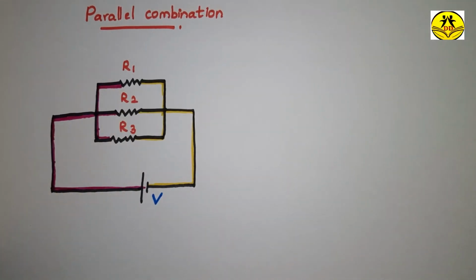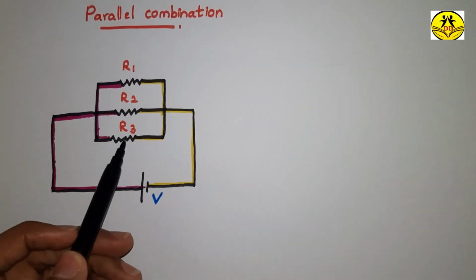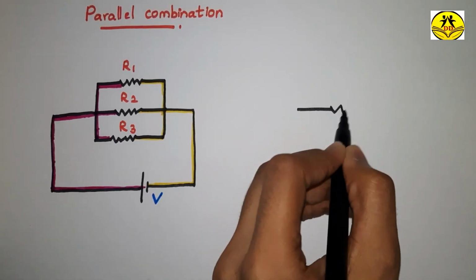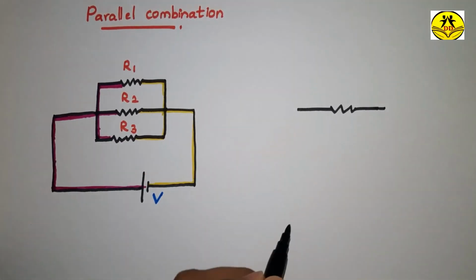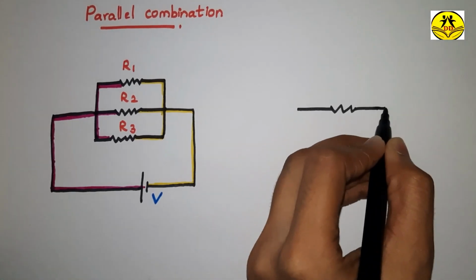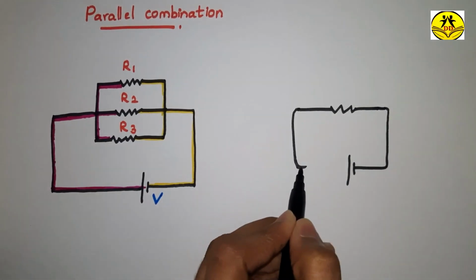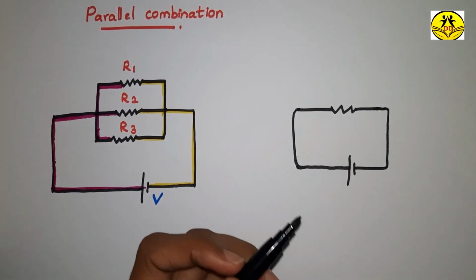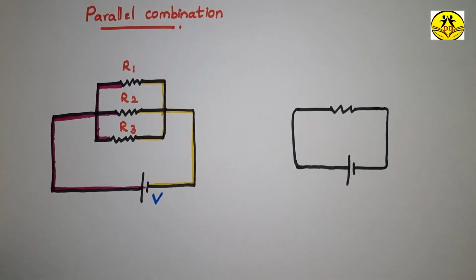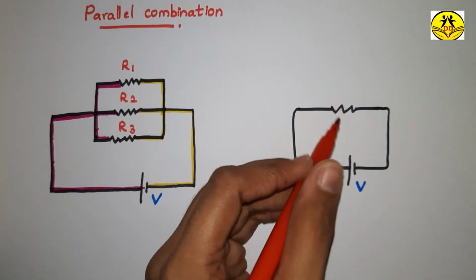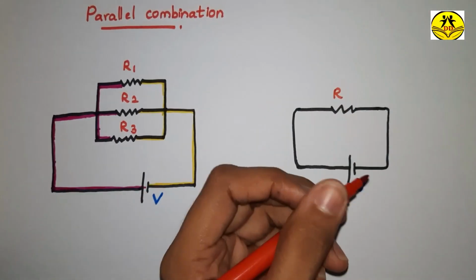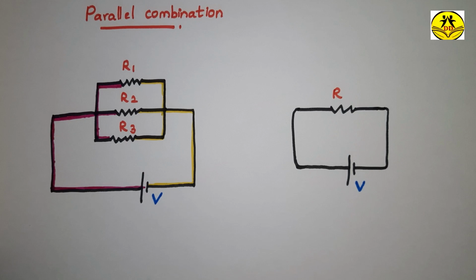So now if you draw the equivalent resistor for these 3 resistors, you can draw a single resistor like this, and for the same electrical effect we draw the same electromotive force here. Okay, here also the potential is V. Now let's take the value of this equivalent resistor as R.